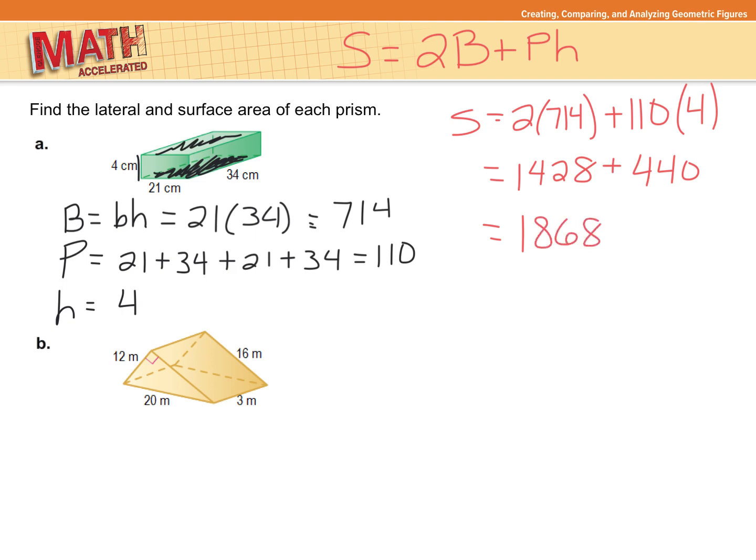Yep. Now think. We've been doing volume a lot. What's the label for volume? Cubed, right? What are we going to use for surface area? Yep, squared. So we're going to use centimeters squared.